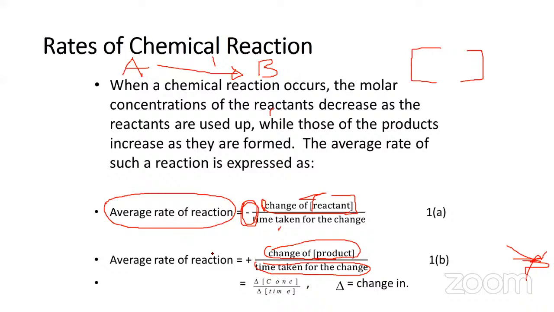So there are 2 ways to define the average rate of a reaction. Remember, in 1B, I put plus in front. The significance of that plus is that the product is increasing with time. In 1A, I put minus in front of the change of reactant. The significance of that minus is that the reactant is decreasing with time. So take note of that. And that is how to define average rate of reaction. But as time goes on, we find out that average rate will not actually help us, and so we're going to be using something like instantaneous rate or initial rate.